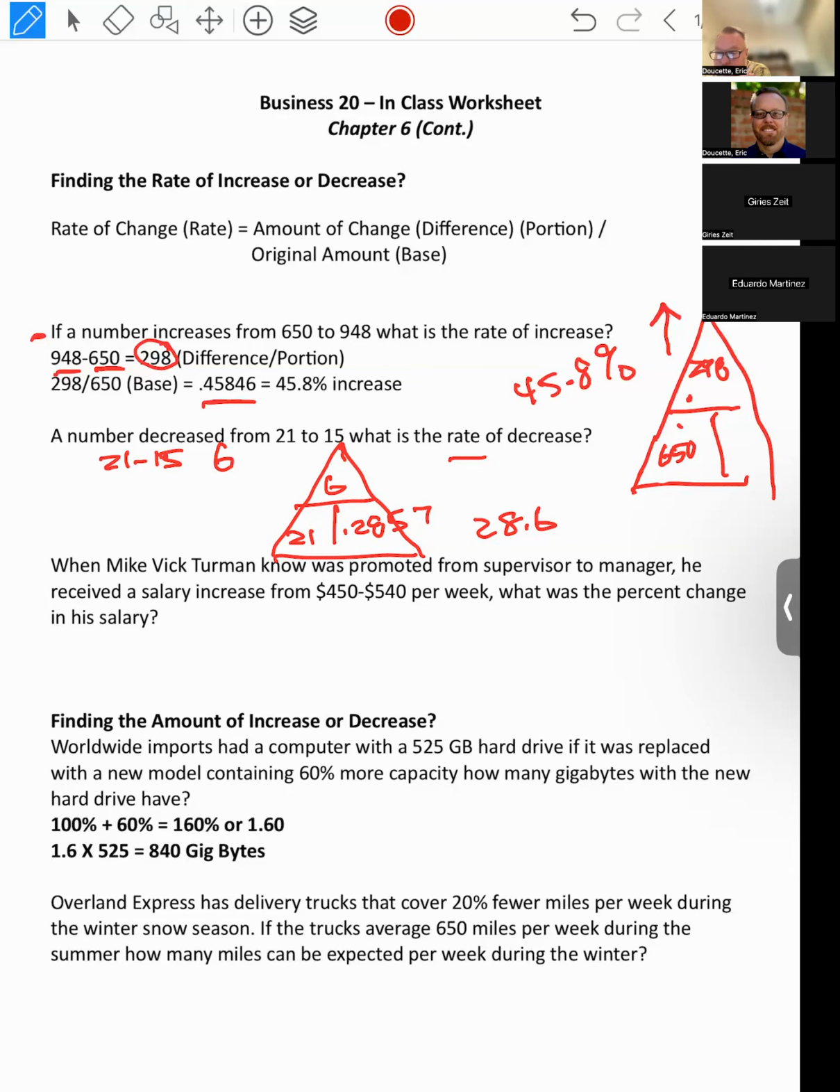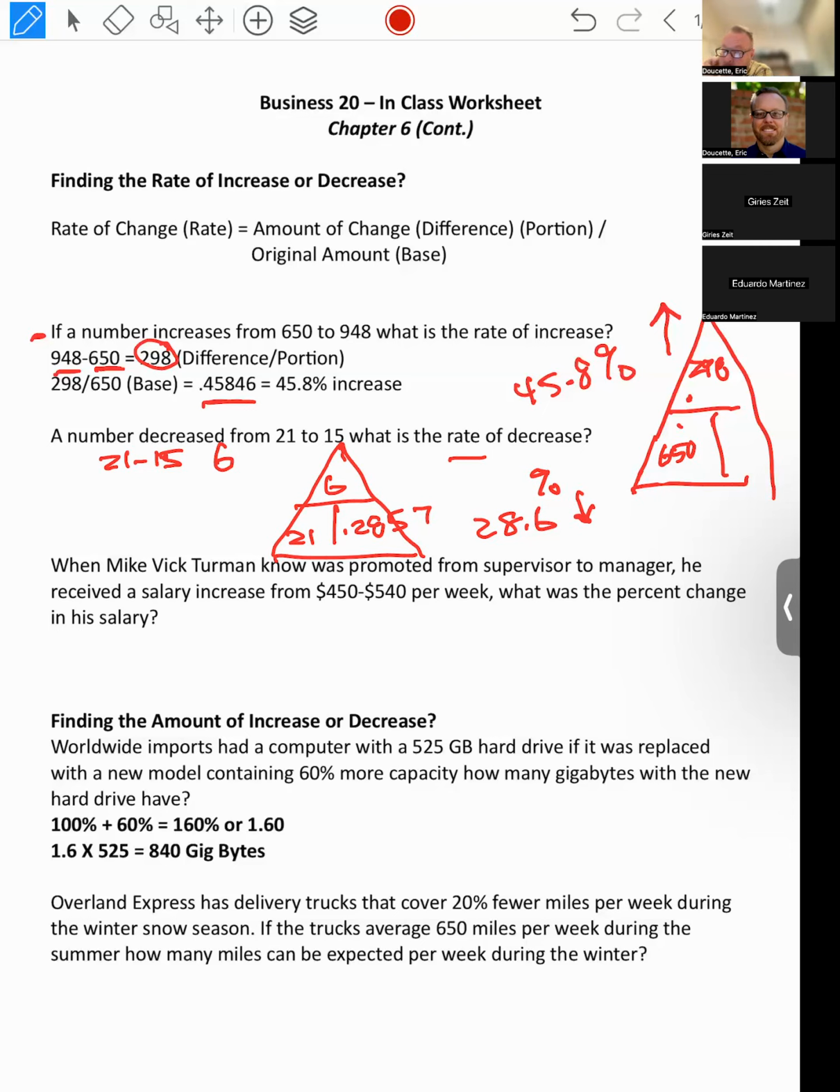If it went from 21 to 15, that's a 28.6% decrease. So if I had 21 sales yesterday and I only had 15 today, that is a 6 sales decrease, or a better way to say it is the 28.6% decrease from yesterday to today. And that's why this can be very valuable to learn.